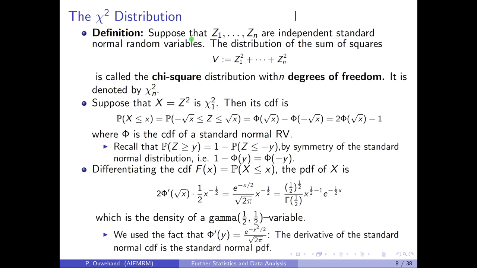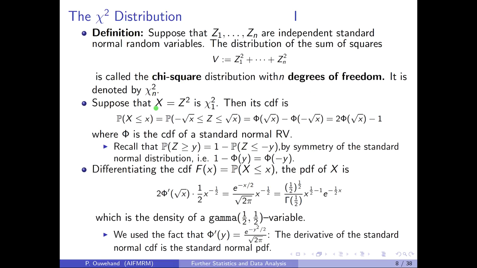Suppose that z1, z2 up to zn are independent standard normal random variables. In other words, they have mean 0 and variance 1. Consider the random variable V, which consists of the sum of the squares of those normal random variables. V is equal to z1 squared plus z2 squared all the way up to zn squared. The distribution of V is called the chi-squared distribution with n degrees of freedom and is denoted by chi n squared.